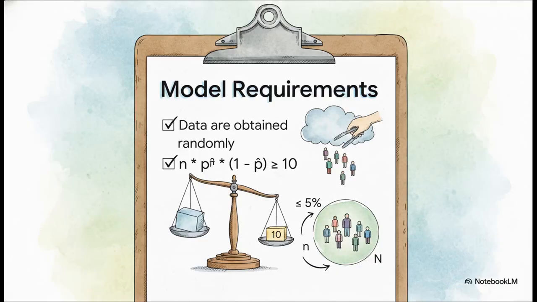But hold on. We can't just slap these intervals on any old data. We have to do a few quality checks first to make sure our math is actually valid. The data has to be random, the sample can't be too huge compared to the whole population, and this little calculation here has to be at least 10. Think of these as the rules of the road. You gotta follow them to get a reliable result.